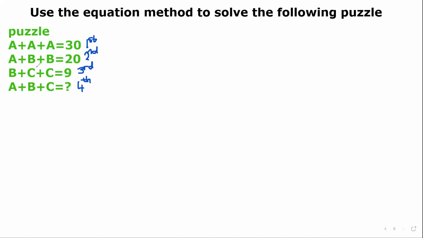Now let's understand the puzzle. A plus A plus A equal to 30. When you are using guessing, it will be easy for you to tell me what A is. Then when you get the answer, the A plus B will give you 20. Then when you get the answer for B, you put the B into the third equation, and B plus C will also give you 9. When you get the answer for C, then use it to solve. What is the meaning of A, B, and C? Then you solve for that.